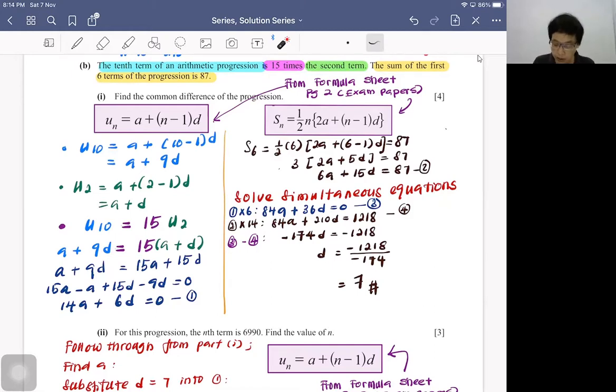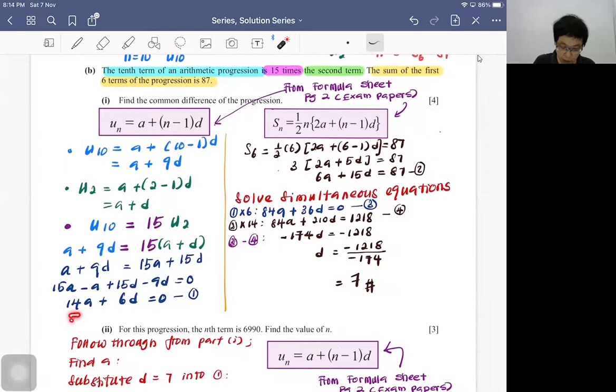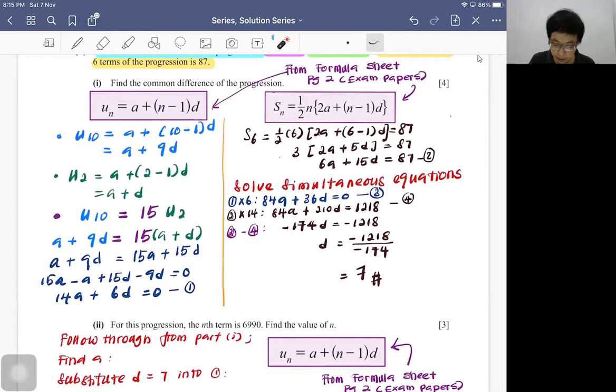So what I have suggested to do here is I am going to multiply the coefficient of A to make them equal. Well, you may choose whichever method of solving simultaneous equations as you like, as long as you're confident, as long as you're accurate. That's the matter. In fact, from here onward, you may not even have to be same as what I am doing here.